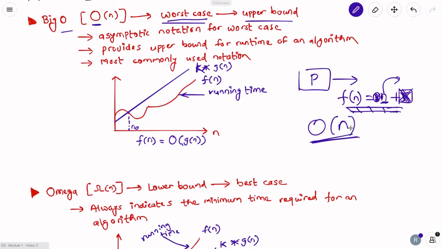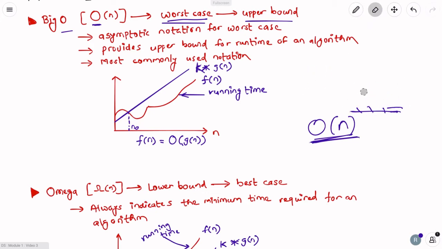As I said, we don't really care about the actual running time, we just care about this factor, which is the important factor for the running time. Now when we say that the program has complexity big O of n, what exactly does this mean? Let's understand that by using this graph. This red line is basically indicating the running time of the program, and I have written here f of n. So f of n is basically the running time of the program.